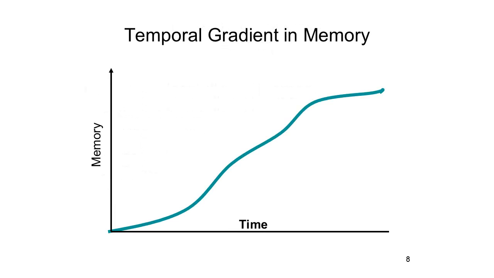Here's a graphic depiction of what you might call the normal temporal gradient in memory. If you ask people to remember various events in their lives, we find that they're more likely to remember the most recent events that have happened to them, and the further in the past that the event occurred, the less likely they are to remember it. Or, by some other measure, the less well they're likely to remember it.